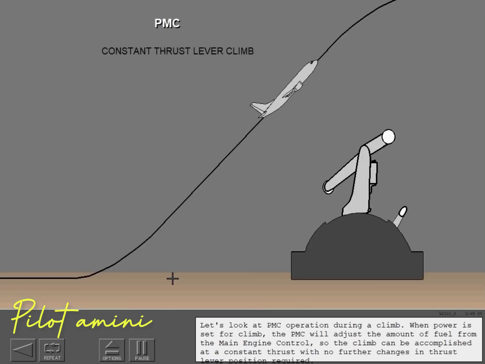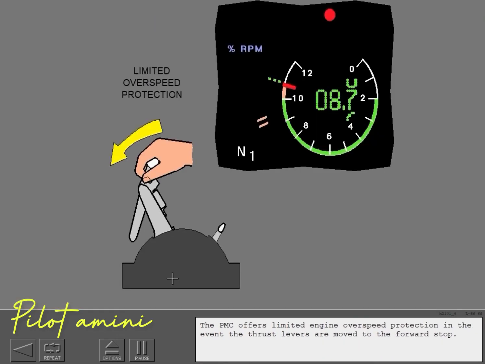Let's look at PMC operation during a climb. When power is set for climb, the PMC will adjust the amount of fuel from the main engine control so the climb can be accomplished at a constant thrust, with no further changes in thrust lever position required. The PMC offers limited engine overspeed protection in the event the thrust levers are moved to the forward stop.